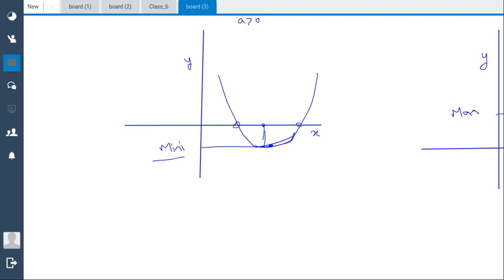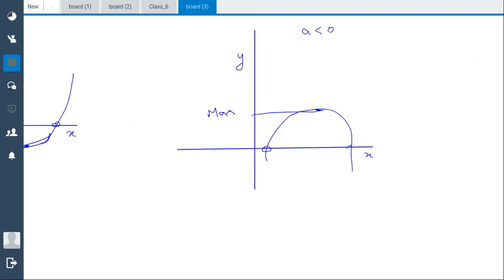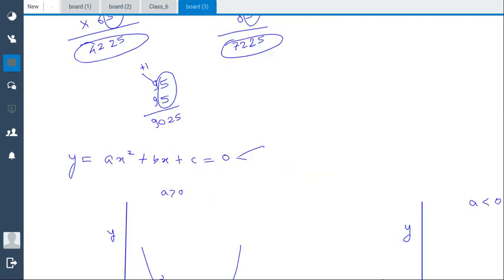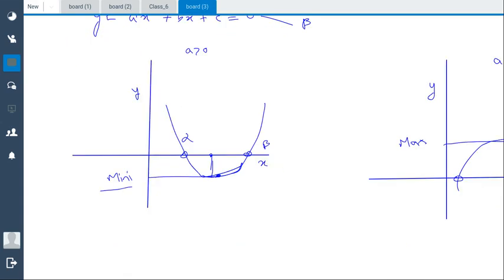You have two roots. These are the roots. This is the midpoint, exactly. So for example, this is alpha. If you equate this graph equation to zero, you have alpha and beta as roots. So this is alpha and this is beta. Okay, agreed, my dear friends?